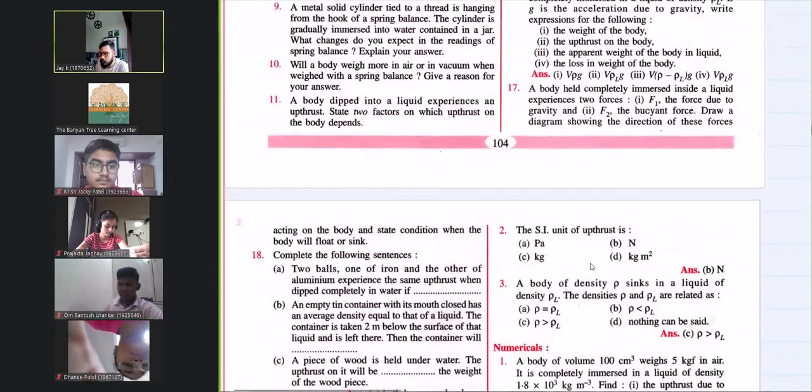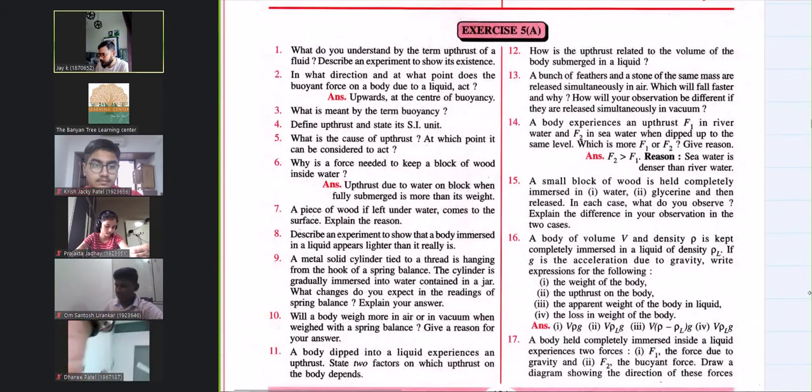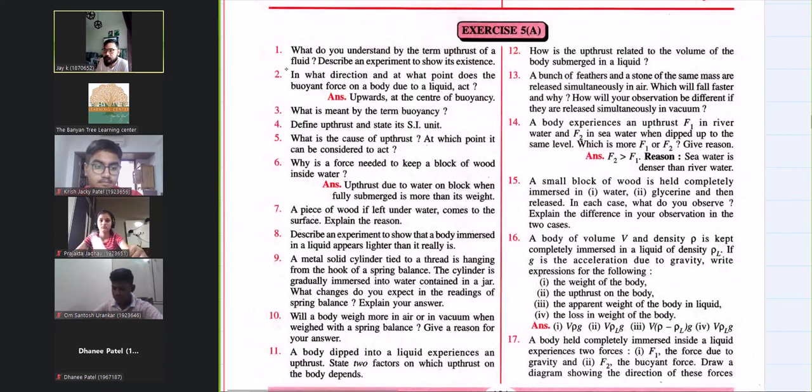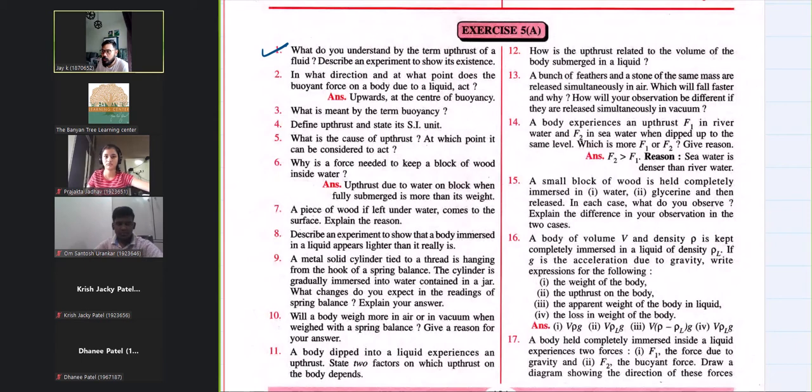So let's discuss the exercise. That will make it more interesting. The first question: what do you understand by the term upthrust of a fluid? Describe an experiment to show its existence. What do you mean by upthrust? And describe an experiment to show its existence.